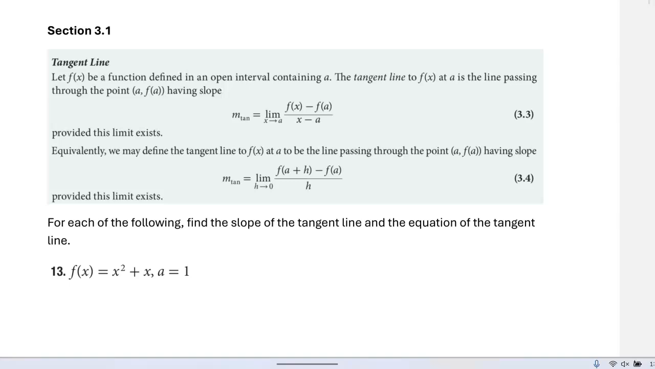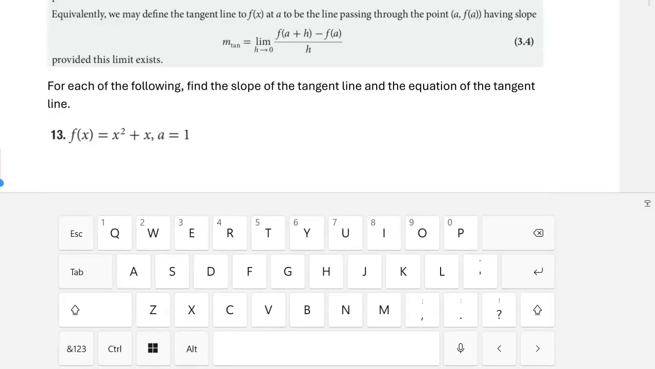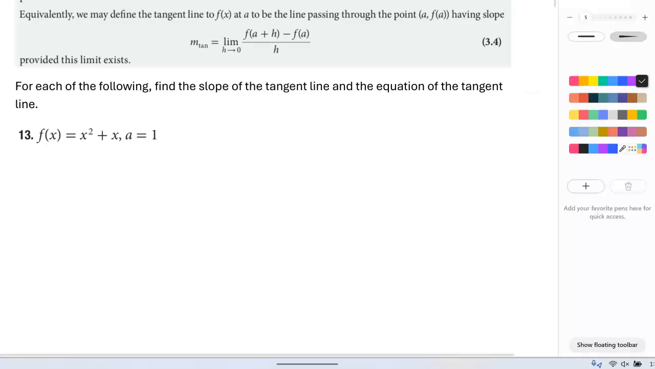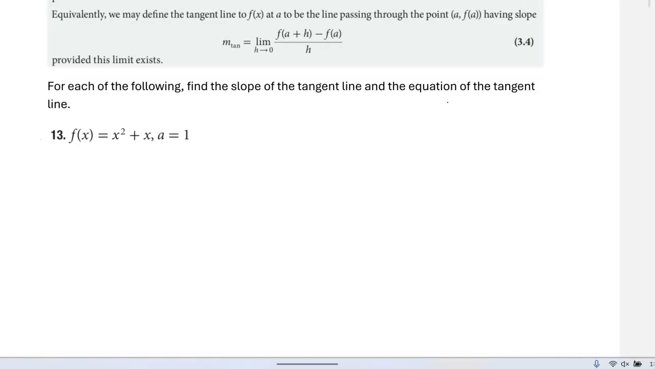Hello everyone and welcome back to a video on calculus. In this video we are going to introduce the idea of the derivative. So everything's really built around the idea of the difference quotient. So let's talk about what the difference quotient is, and then we can talk about the idea of a derivative.